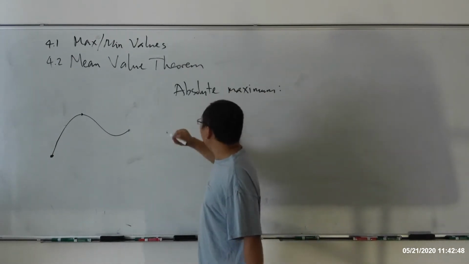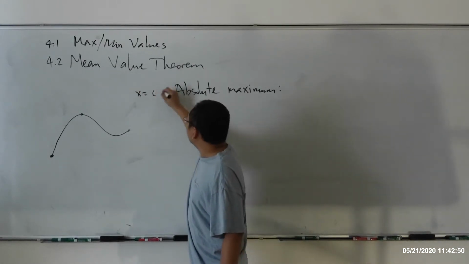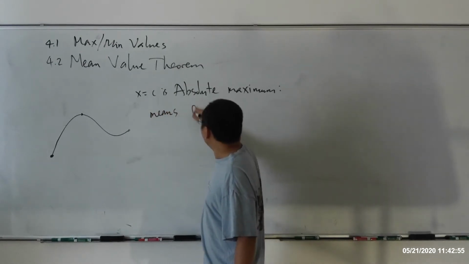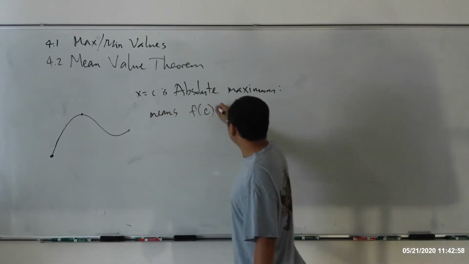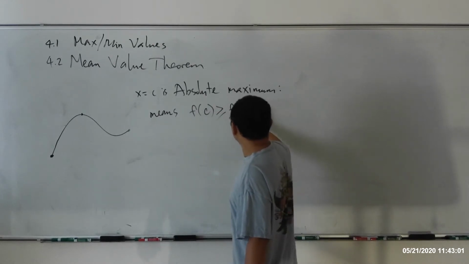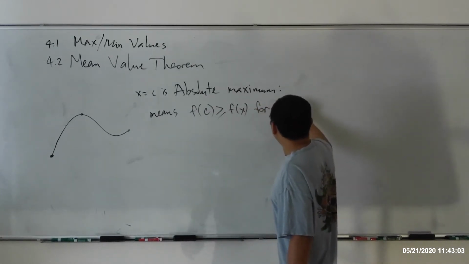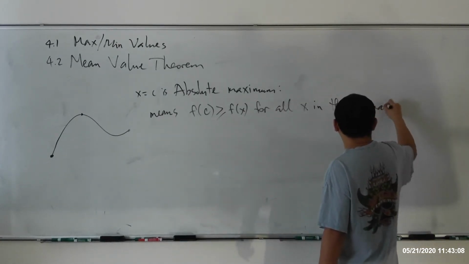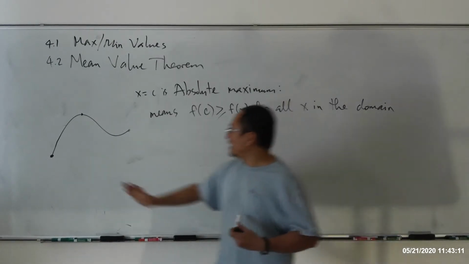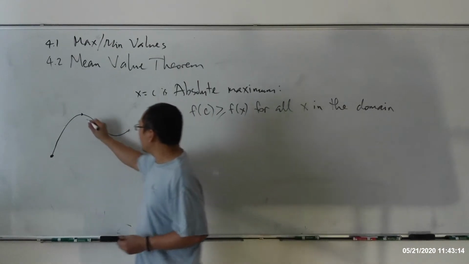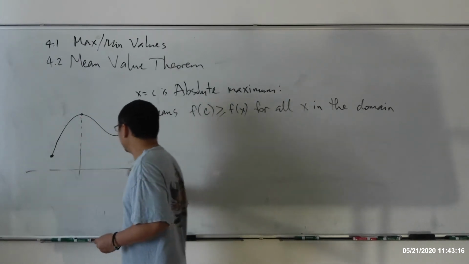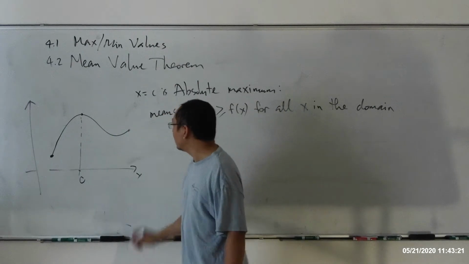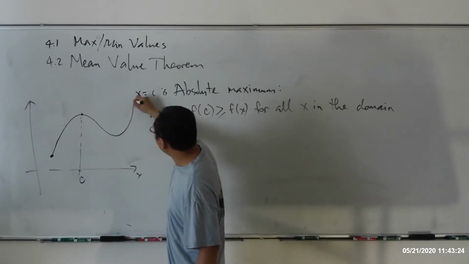So if you say x equal to c is the absolute maximum, it means f of c is greater than or equal to f of x for all x in the domain. And you know what we mean by in the domain? On the entire function, you find a point. This is the point c right here. This is c. This is the highest point on the domain. So for the previous graph, if it goes all the way up here, then this is going to be the point c.